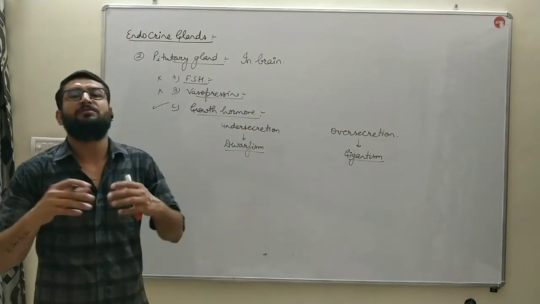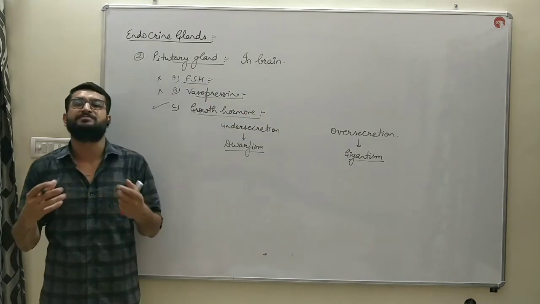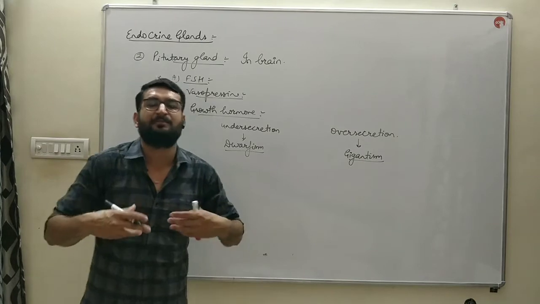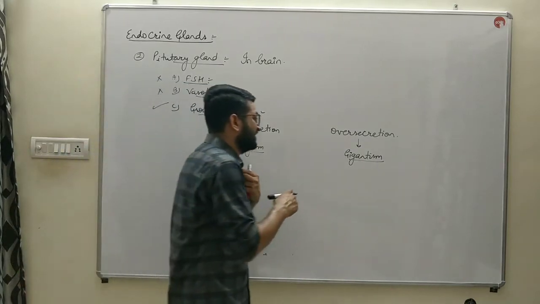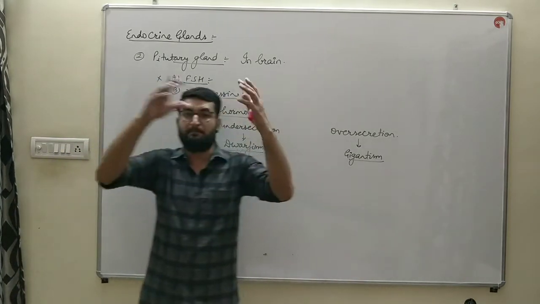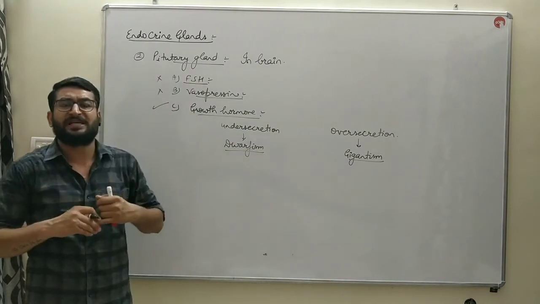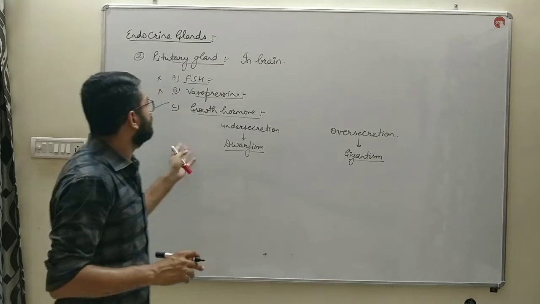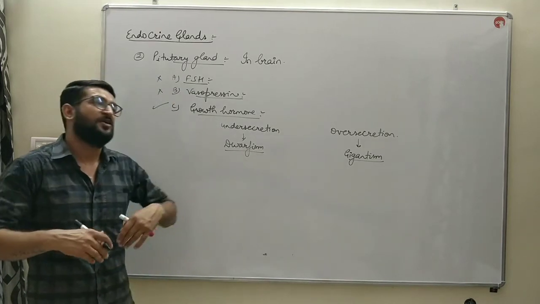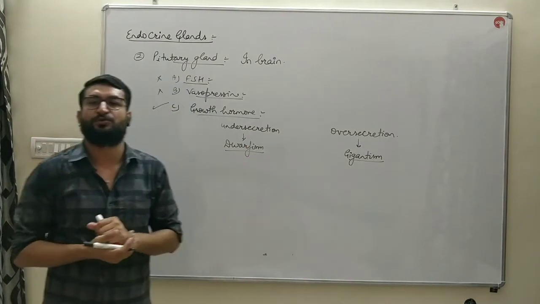Gigantism means abnormal increase in the size of the limbs. Hands and legs are increased abnormally, and that is known as gigantism. Gigant means बहुत बड़ा, अमानवीय. So a person's growth of the limbs is exponentially increased. So these two are the harmful effects of either over secretion or under secretion of growth hormone.